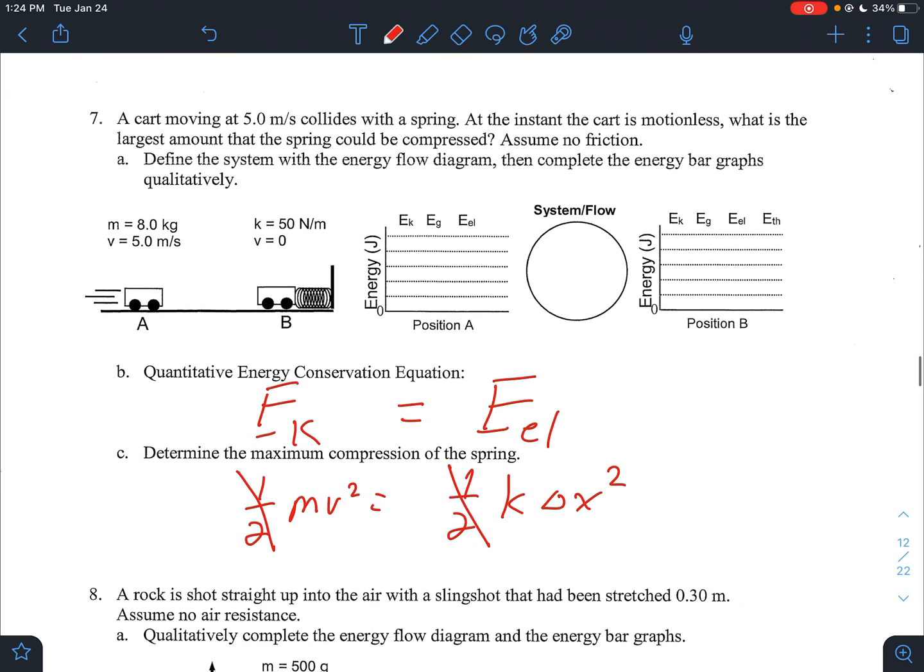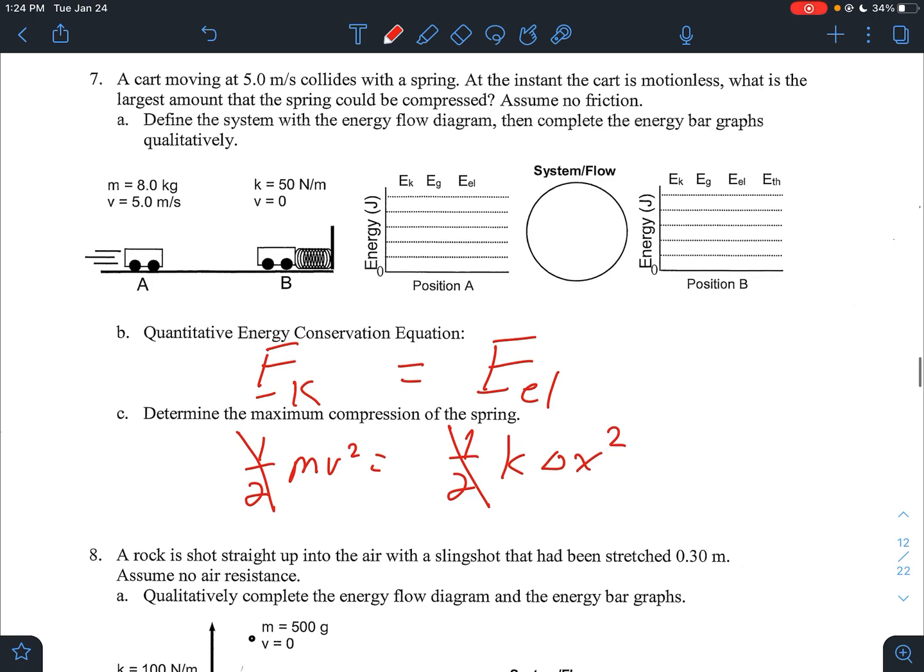7, kind of a combination of everything here. So we still have our system flow or qualitative bar graphs for energy conservation that you're going to need to complete. And then now we're adding some things. We are now looking at specifics of masses, velocities, spring constants, and displacements of springs to calculate unknown variables.